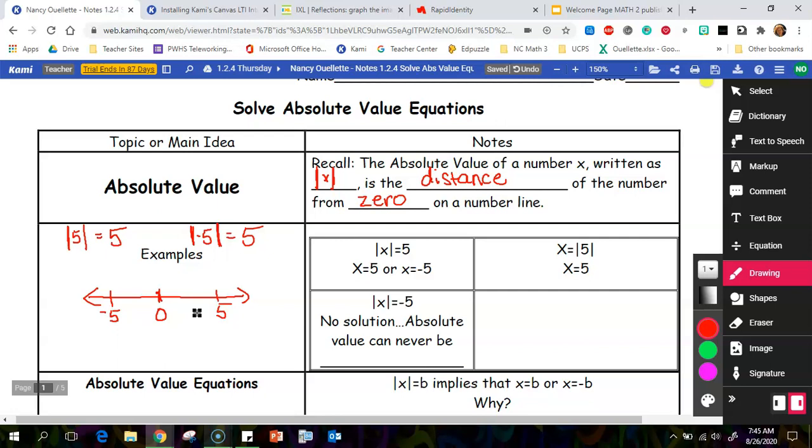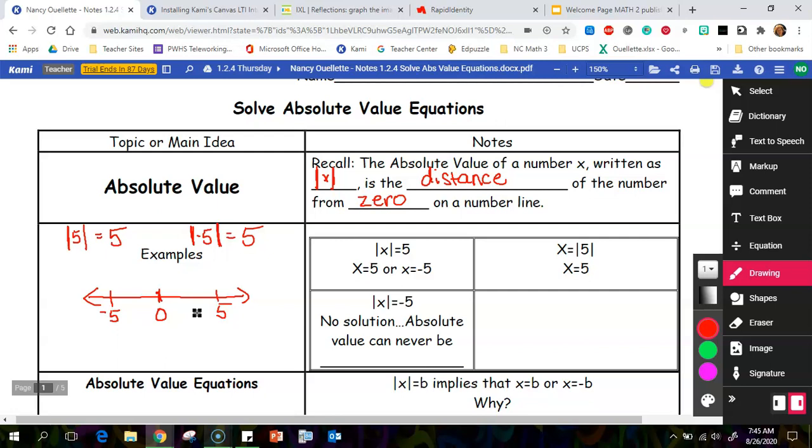If we're talking about the absolute value of a number equals 5, well, that number could be either 5 or negative 5. If I said the absolute value of a number is 5, that number could be 5 that goes in there, or it could be a negative 5 that goes in there.